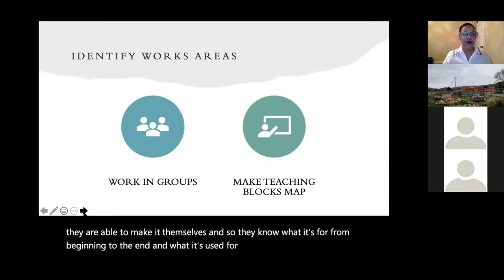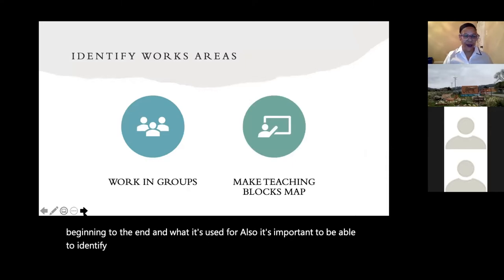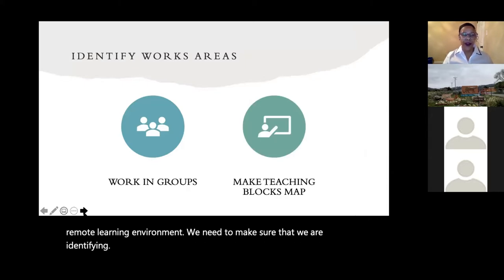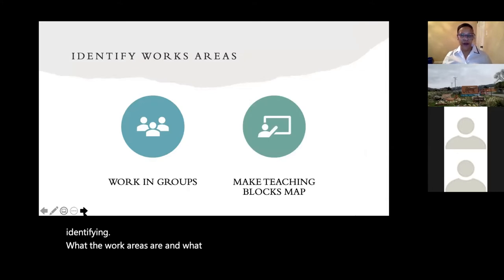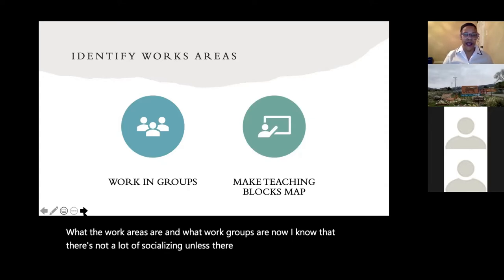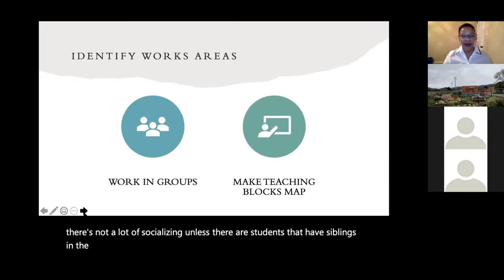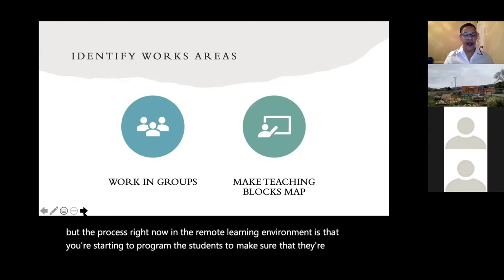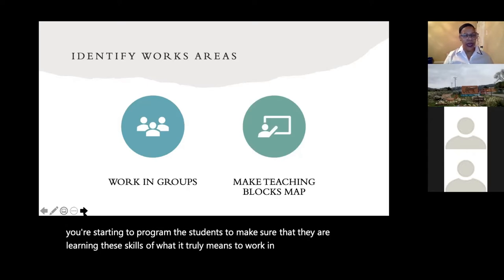Also, it's important to be able to identify work areas in the classroom or even at home. You know, in this virtual or remote learning environment, we need to make sure that we are identifying what the work areas are, and what work groups are. Now, I know that there's not a lot of socializing unless there are students that have siblings in the household or whatever that can work maybe together as teams. But the process right now in the remote learning environment is that you're starting to program the students to make sure they are learning these skills of what it truly means to work in a group, have a teammate.